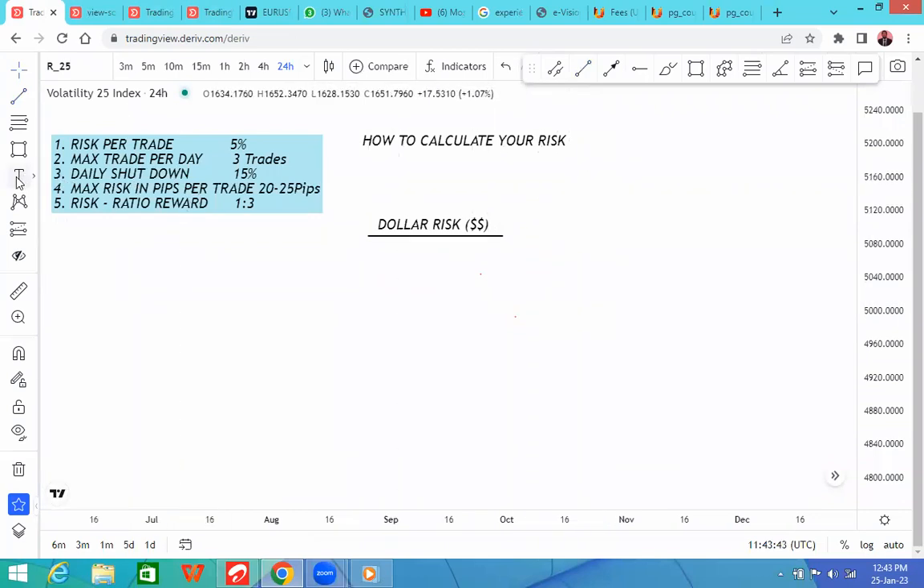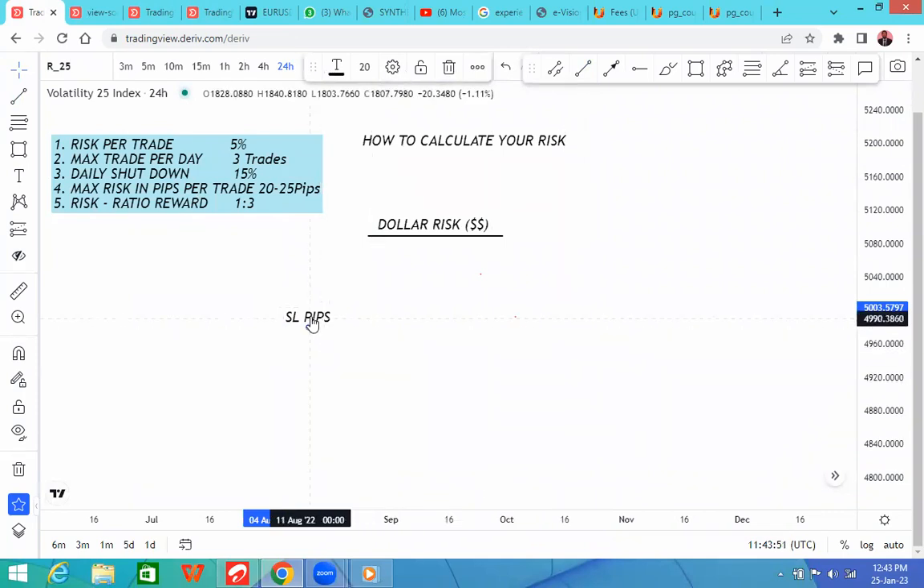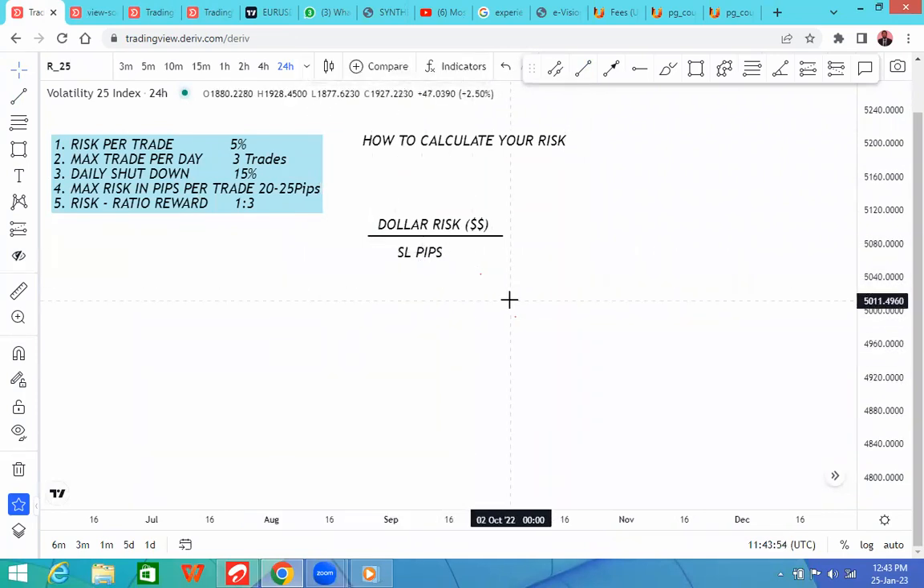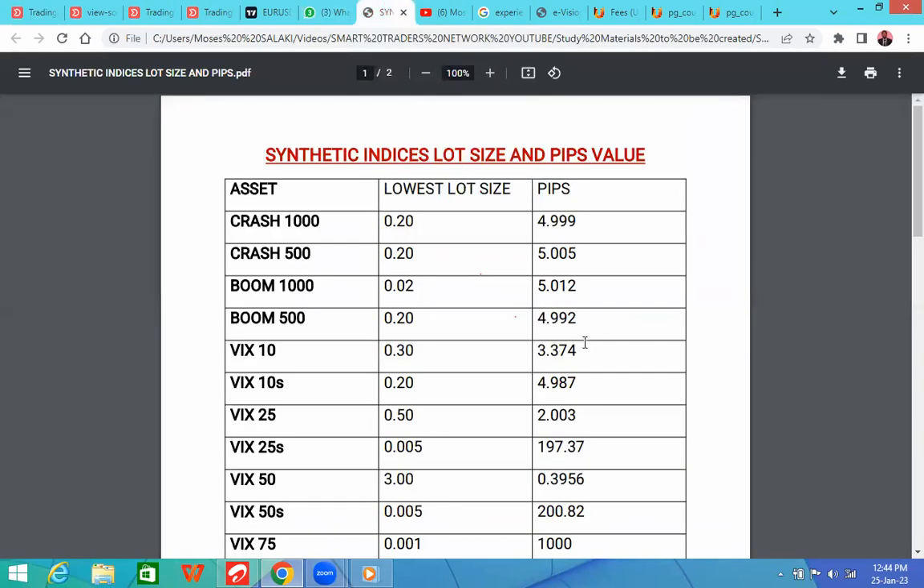Dollar risk divided by stop loss pips. Yes, sir. Dollar risk divided by stop loss pips. This is how to calculate what to use, entries. All right, let's check this out. I think this is it. Your synthetic indices lot size and pips value. So we have Crash 1000. The lowest lot size is 0.2 and the pips value is 4.999. So let's go.